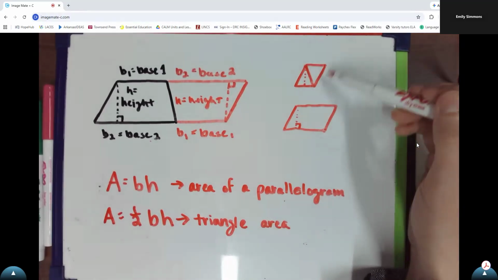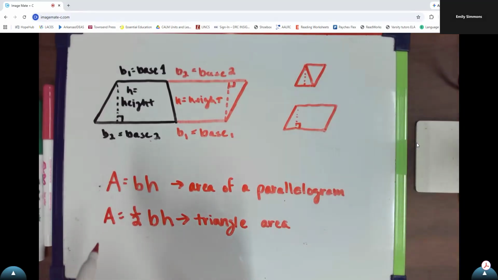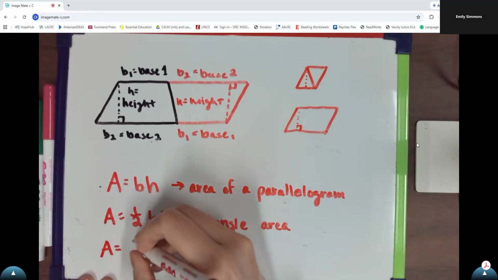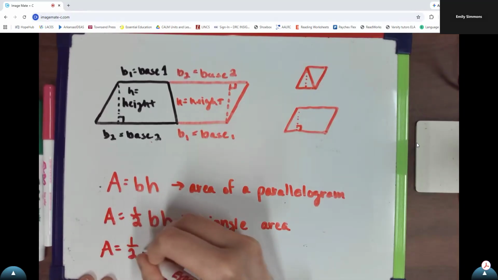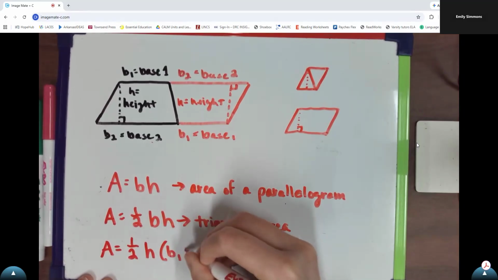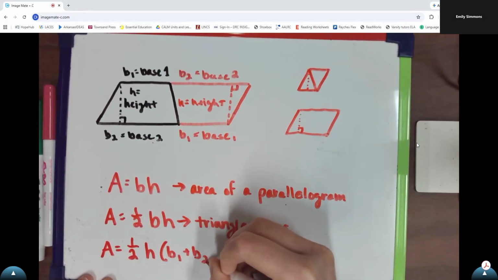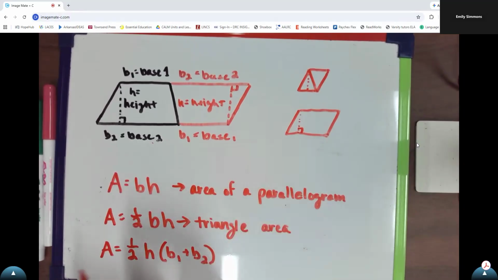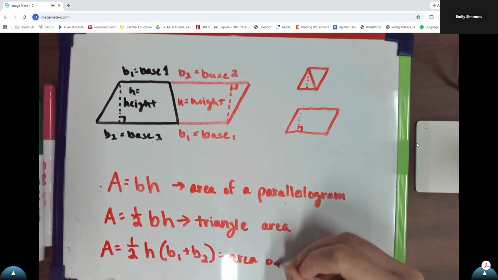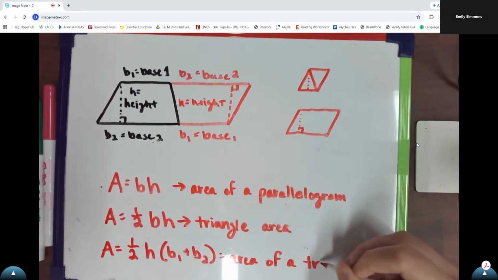And the same kind of thing works in the trapezoid formula. So the formula for an area of a trapezoid is 1/2 times the height times base 1 plus base 2. And base 1 plus base 2 are in parentheses, so you need to add your two bases first. This is the area of a trapezoid.